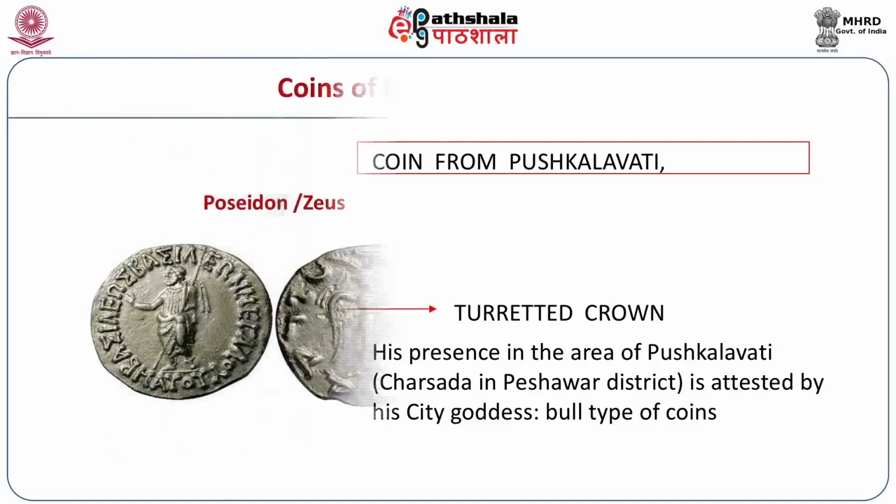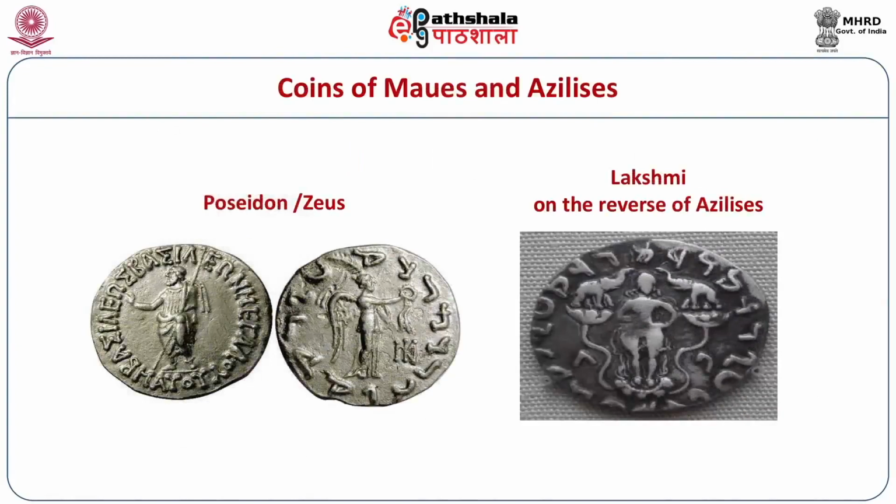and the legend says Pushkalavati Devata Ambae. Another very interesting coin type of Agis and Agilices: in one of the coins, for example, we have Maues's coin, you have Zeus Nike, but if you look at the Agilices coin, here you have the representation of Lakshmi standing and she is being anointed by two elephants. This is the Abhisheka Lakshmi type and this was found in the Mathura region. So this shows that Mathura was under the control of Agilices.